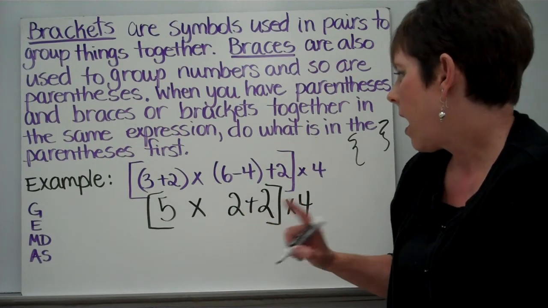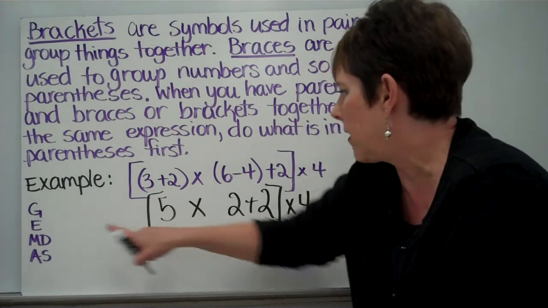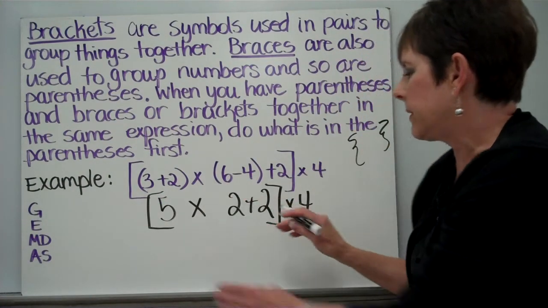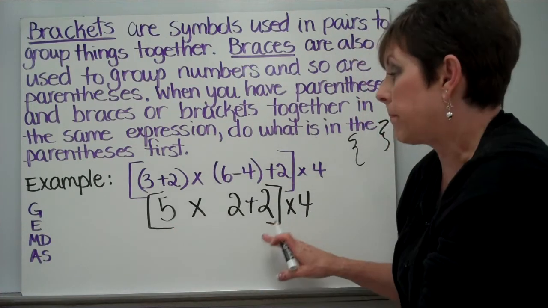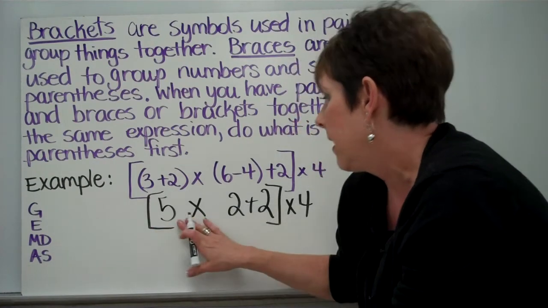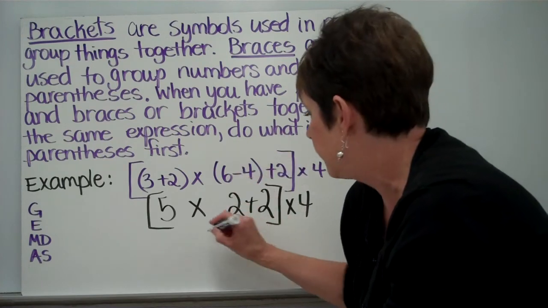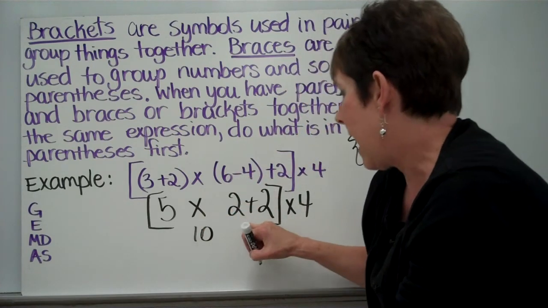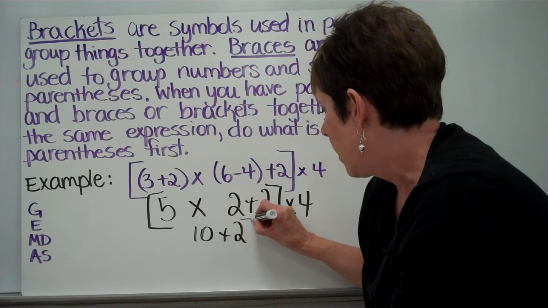Now, I look at my GEMDAS over here. I'm still going to be doing my grouping symbols. I'm going to follow my order of operations within my brackets. So I can multiply 5 times 2. What is 5 times 2? 10. I haven't done this yet, so I need to make sure I write it here.